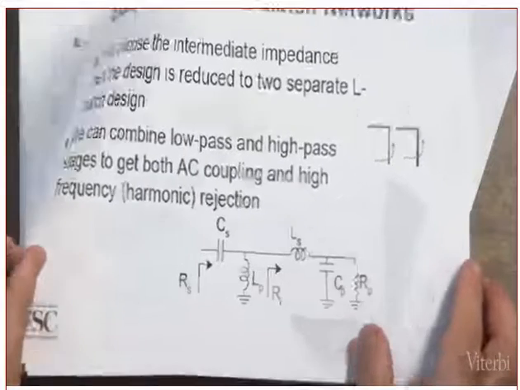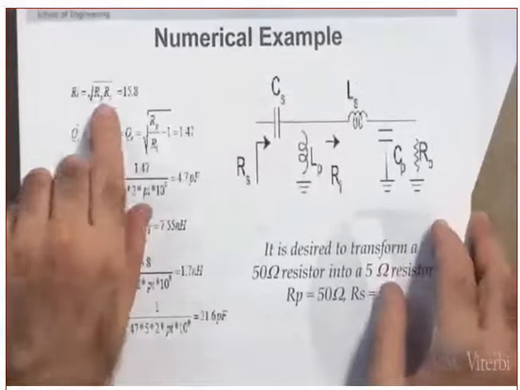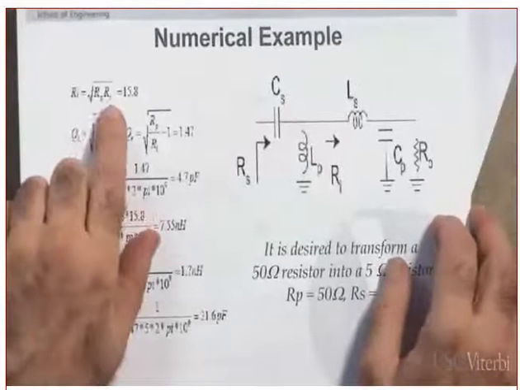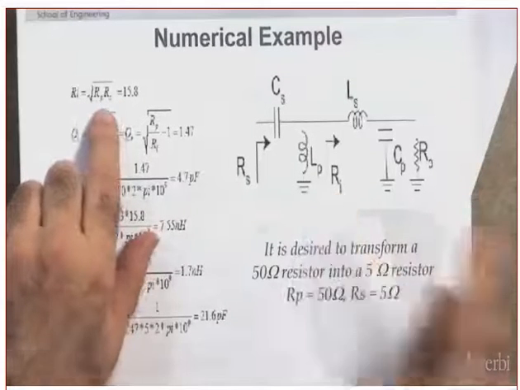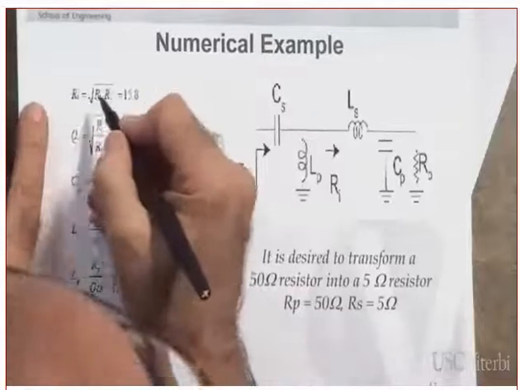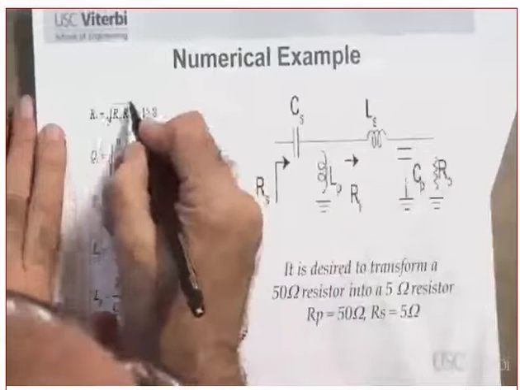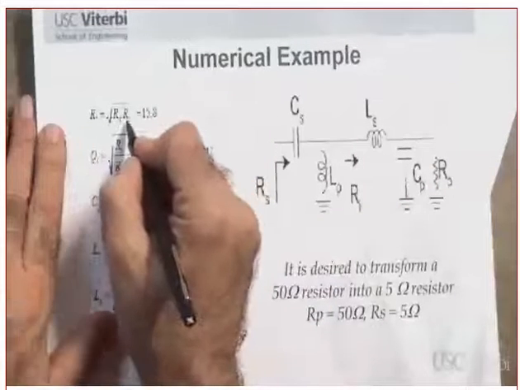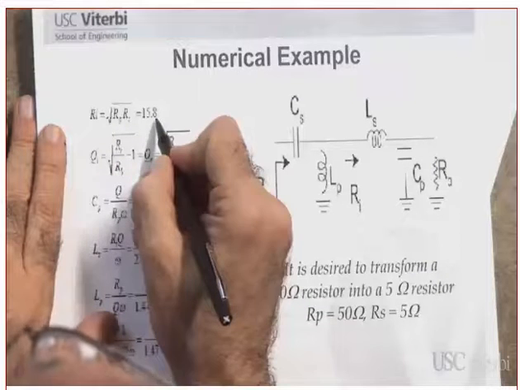Now, what is the equation? Let's see if you know the equation. I will run out of time, but let me try anyway. Okay, what is the RI? RI is going to be the geometric mean of RP and RS. Did you get this or not? This is the value I got.